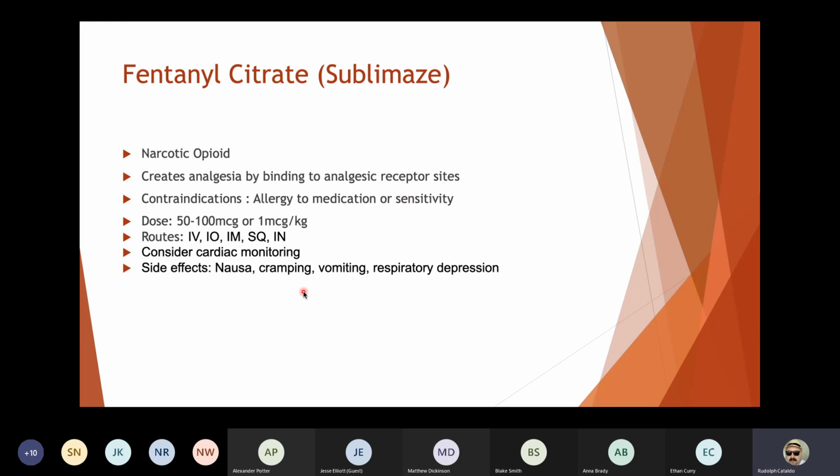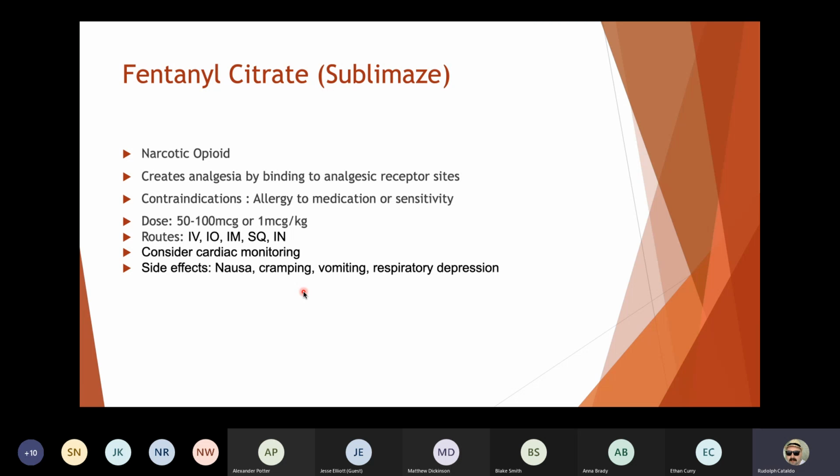So some of our common medications that we'll carry pre-hospital. Fentanyl citrate, another word for it is Sublimaze, is a narcotic opioid, creates analgesia, so that sense of being without pain, by binding to analgesic receptor sites. Contraindications to fentanyl: allergies or medication sensitivity. I'll also throw in there low blood pressure, and if the patient is unresponsive, we're obviously not going to give them fentanyl.